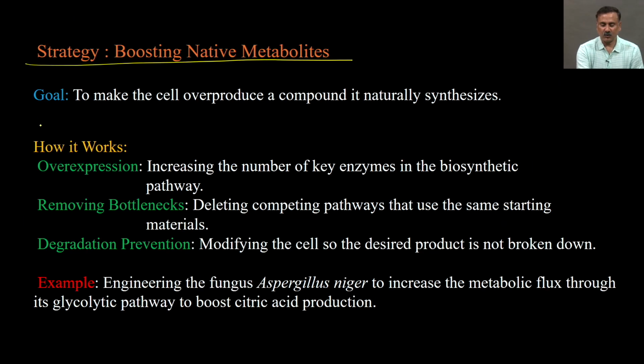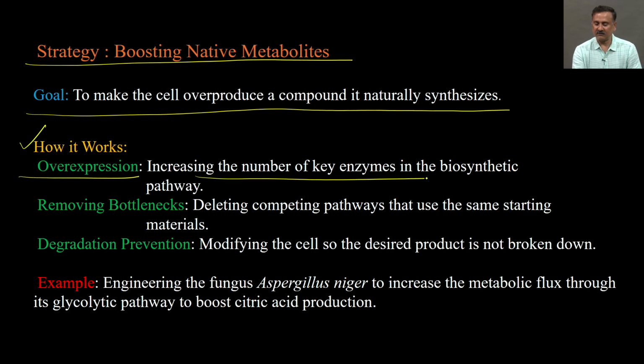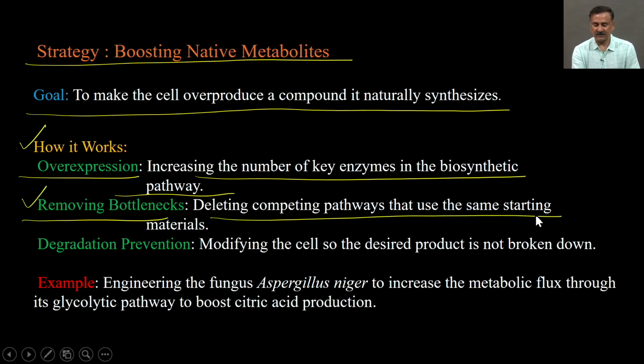So, if the goal is to make the cell produce a compound it naturally synthesizes, how is it going to work? You are going to do overexpression, increasing the number of key enzymes in the biosynthetic pathway of that particular metabolite. Then you have to remove the bottlenecks. So, you delete the competitive pathways that use the same starting material.